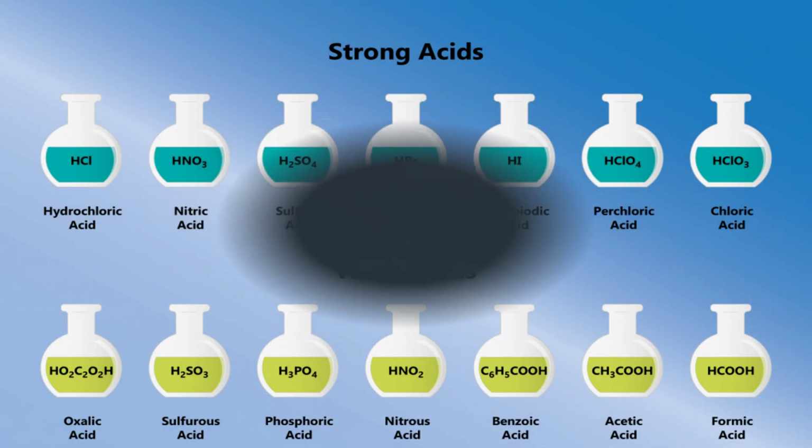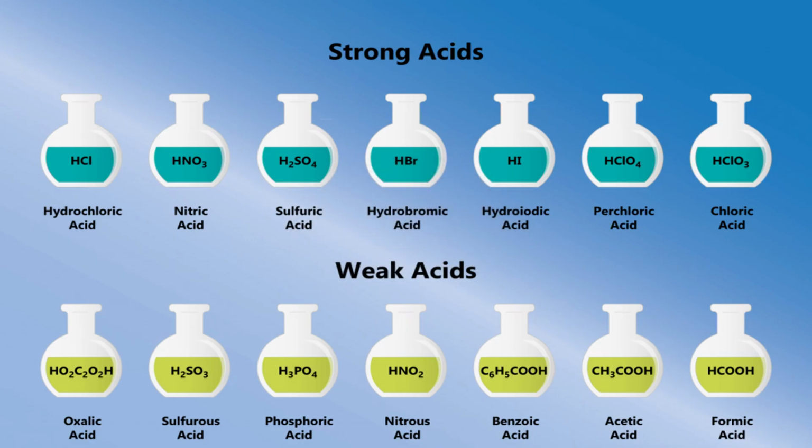Let's move to the next slide, that is strong acids. Examples are HCl, HNO3, sulfuric acid, hydrobromic acid, hydroiodic acid, perchloric acid, chloric acid. Whereas weak acids are generally organic in nature: oxalic acid, sulfurous acid, phosphoric acid, nitrous acid, benzoic acid, acetic acid and formic acid. So these are the examples that can be asked by the examiner.